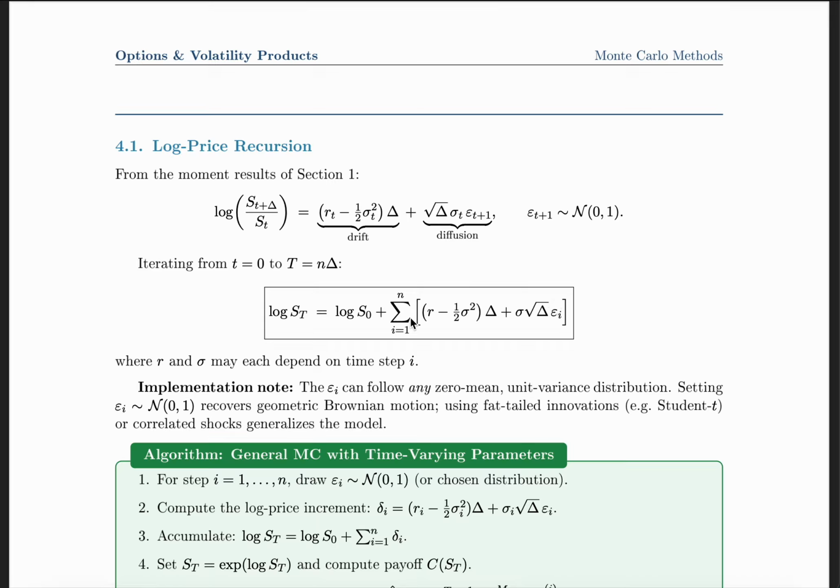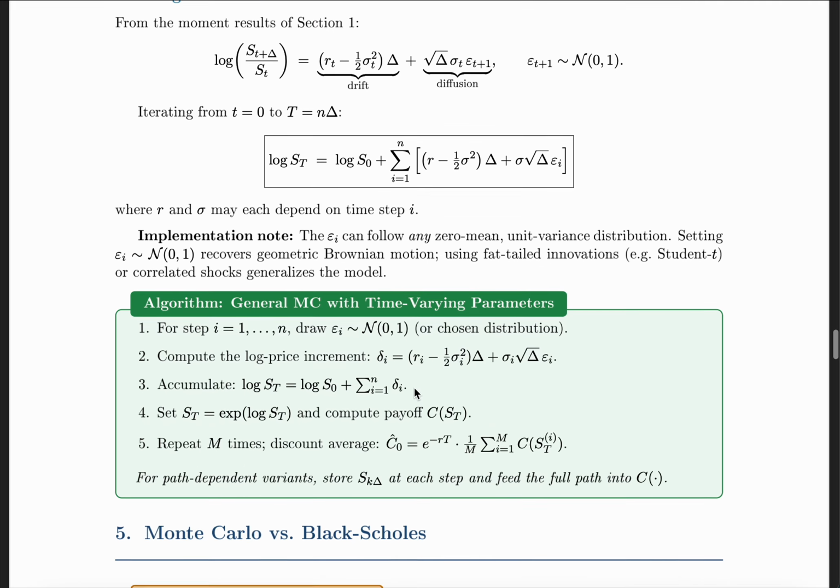From there, we know what to add here, and then simulating across each time period, we will get the ending stock price. Using the ending stock price, we can raise both sides to the e power, and we can get S_T. So from there, we can determine the call price for that particular path, and doing M different paths and discounting to today, we will get the fair price for the call option.